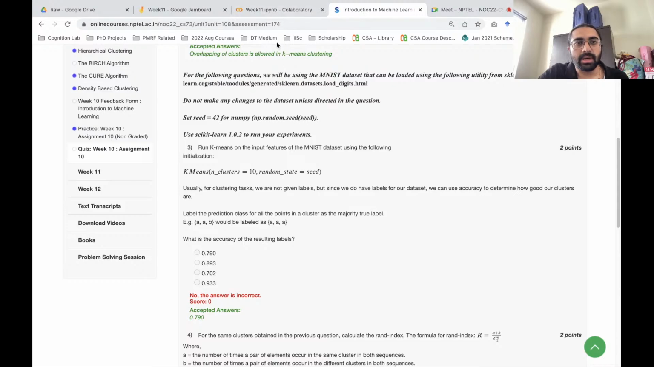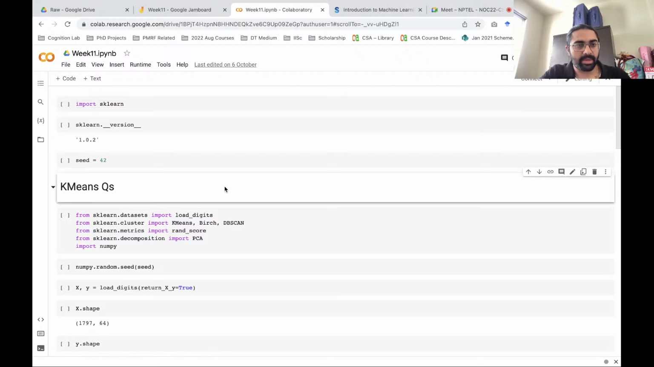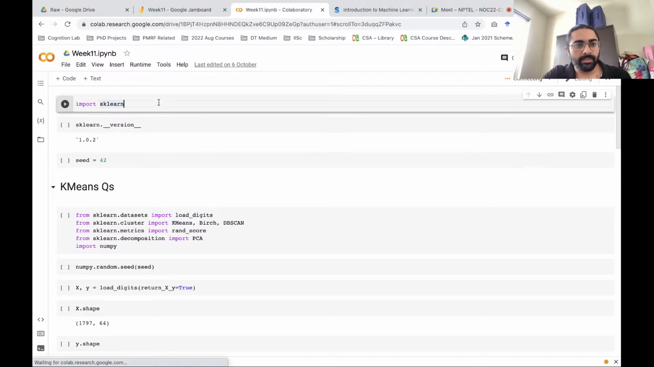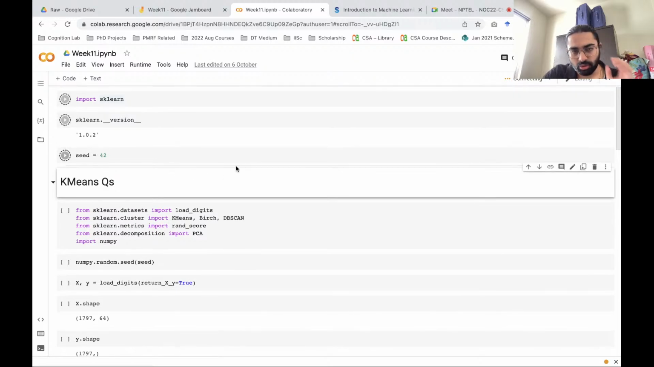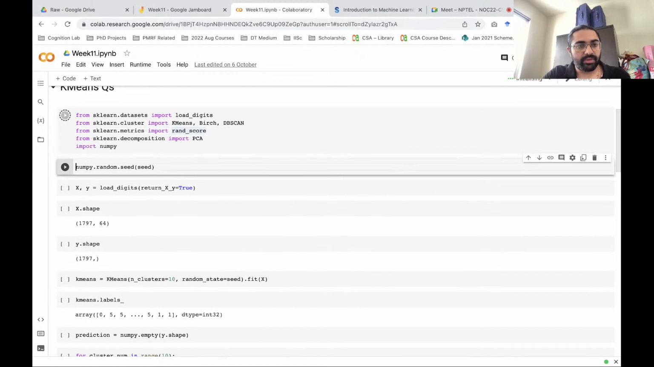Yeah. So now the question about K-means. First thing, it says that we need to use sklearn version 1.0.2. Luckily, Google Colab by default gives us this one, that is the version you want. Then we have seed equal to 42. They mentioned to use 42, that's fine.